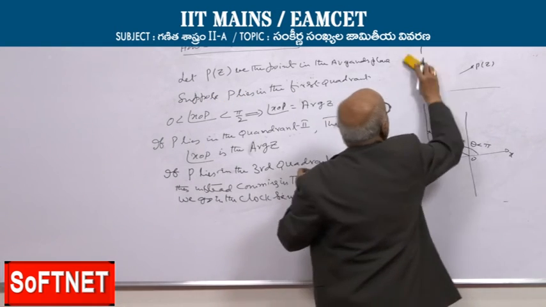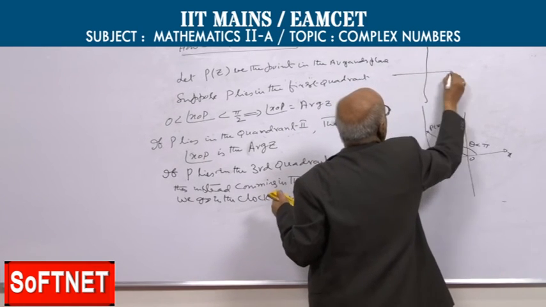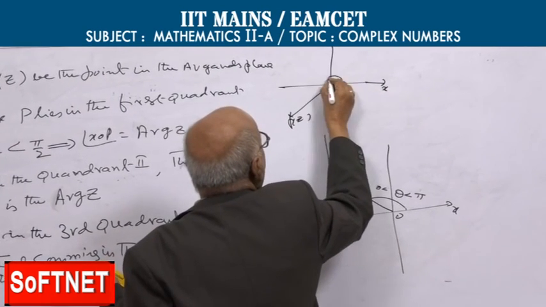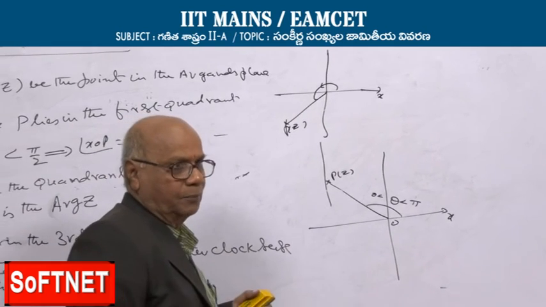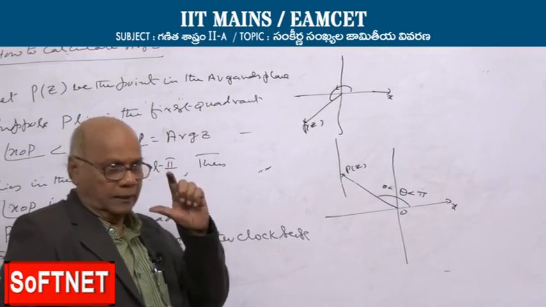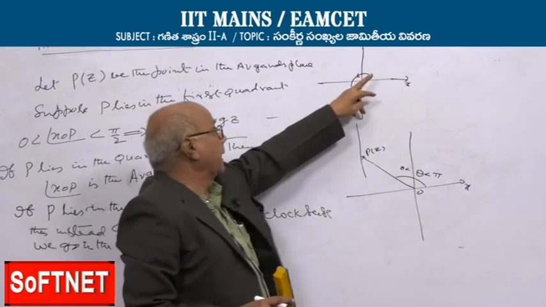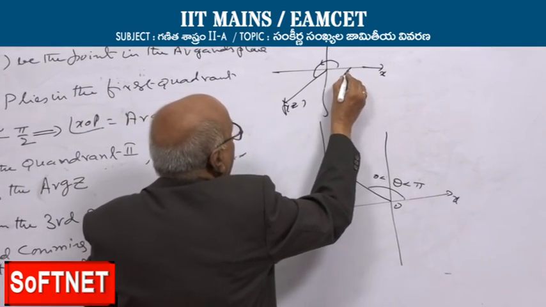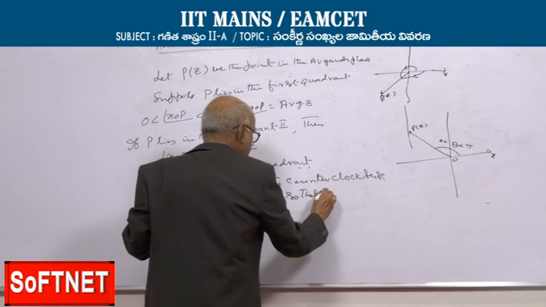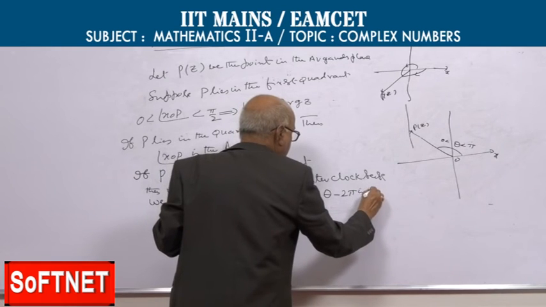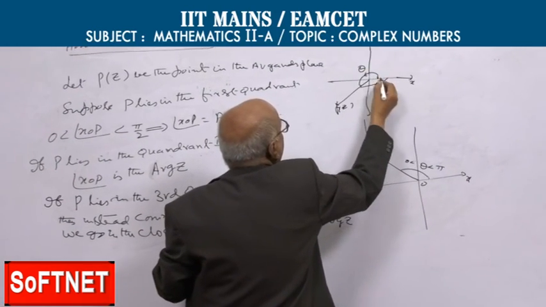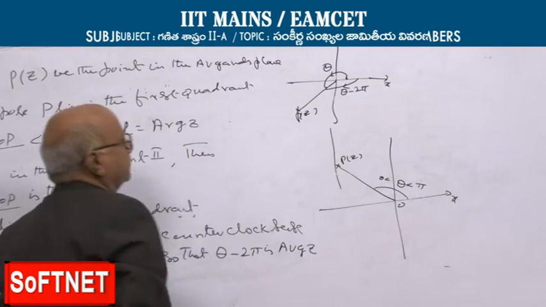So this is P, Z. If you come in the counterclockwise direction, this angle exceeds pi. But the principal value of arg Z means the smallest rotation of the real axis towards the vector. So it exceeds pi, and we don't require that. We come in the opposite direction, and opposite direction means negative, clockwise, so that theta minus 2 pi is the principal value. Suppose this angle is theta. Then this is theta minus 2 pi, that is the principal argument of Z.